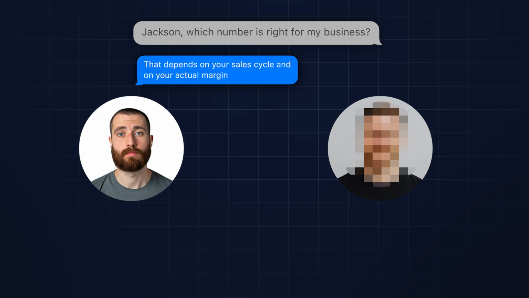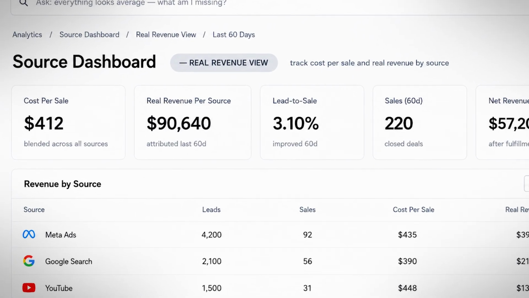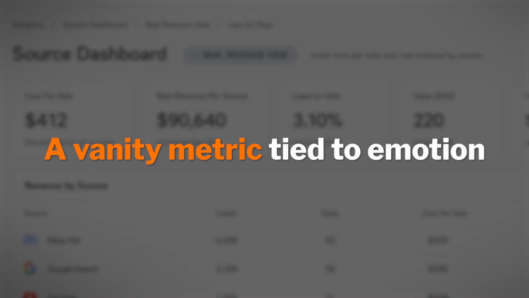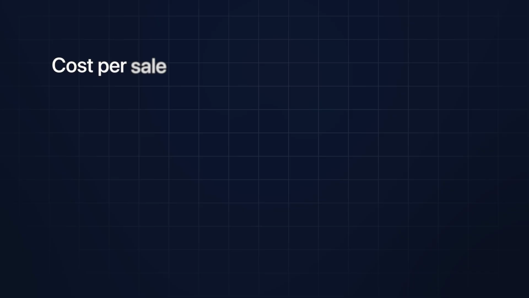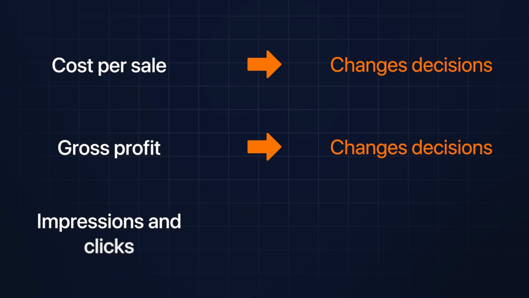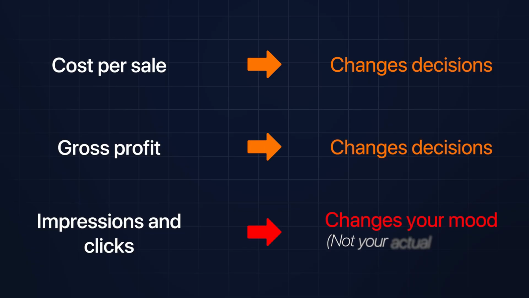Now, you might be saying, Jackson, which number is right for my business? And that depends on your sales cycle and on your actual margin. But the test is actually super simple. If you think about your business, if a number can't change a decision you make this week, it's probably a vanity metric tied to emotion. That's pretty much a quick and dirty test. Cost per sale changes decisions. Gross profit changes decisions. Impressions and clicks, they just change your mood, not your actual business.